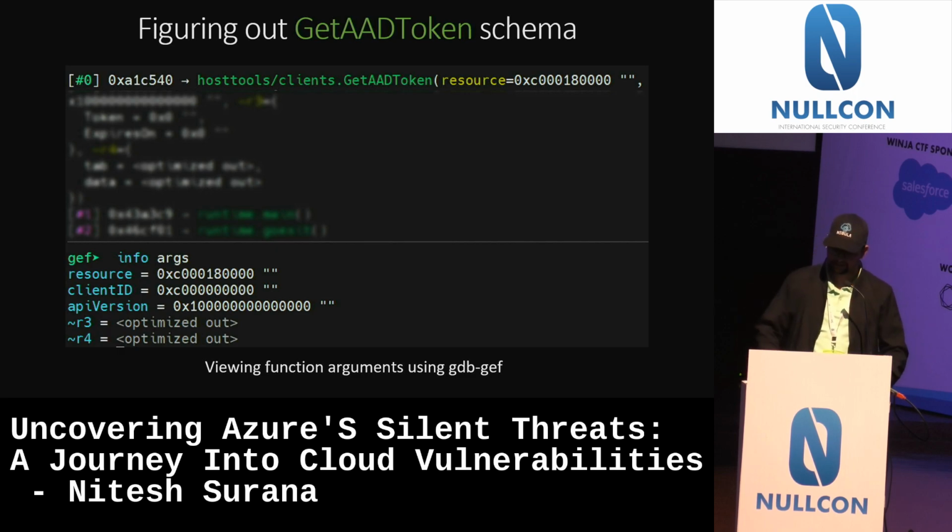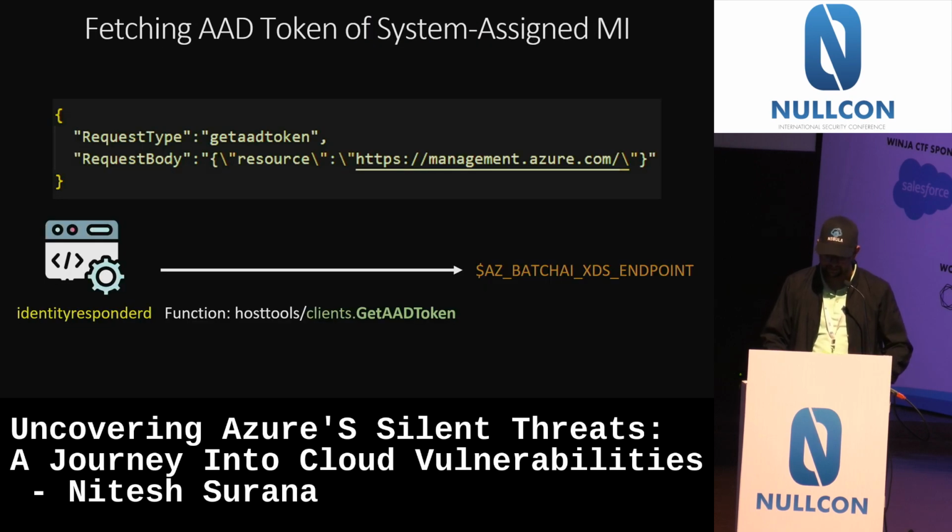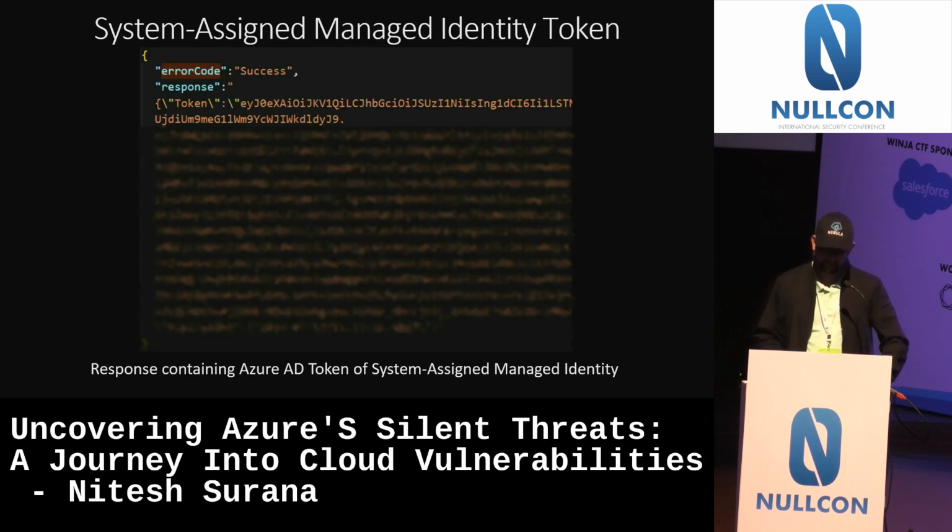And to figure out how the request body looks like, we just debugged using GDB. And we found that, okay, we can specify certain parameters in the POST request body itself. So this is how it looks. So the daemon in this case is the identity responder daemon, and it is talking to the batch XDS endpoint. And this is how the request body looks like. And in the response, you have this system assigned managed identity token. So we are fetching the managed identity tokens from non-Azure environments.